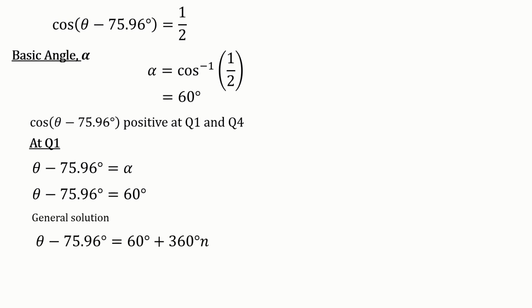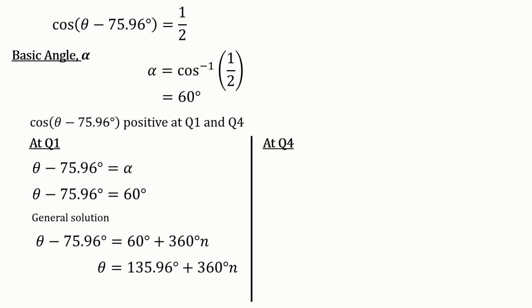So the general solution is theta minus 75.96 degrees equals 60 plus 360 times n. Simplifying this equation, we get theta equals 135.96 degrees plus 360 times n. This is the general solution in the first quadrant. In the fourth quadrant, theta minus 75.96 degrees equals 360 minus alpha, where alpha equals 60 degrees, which is equivalent to 300 degrees.